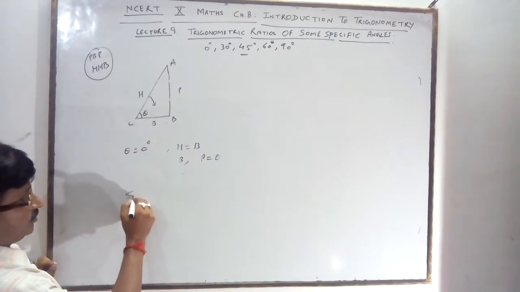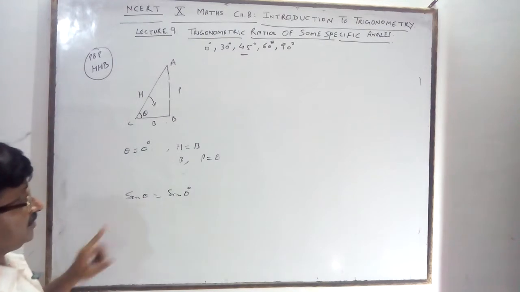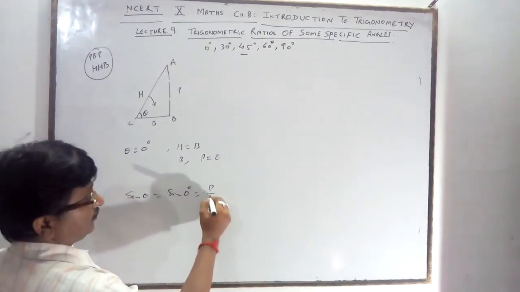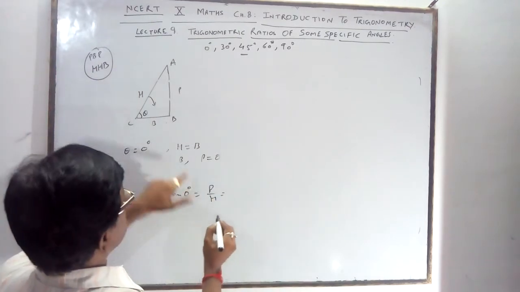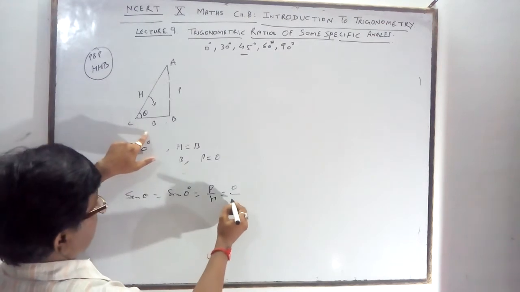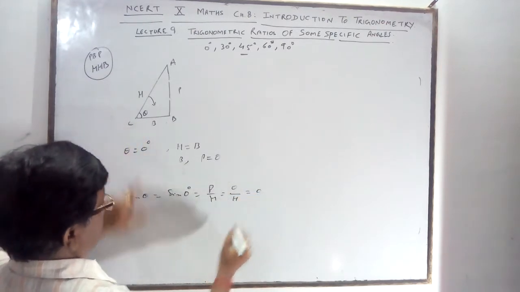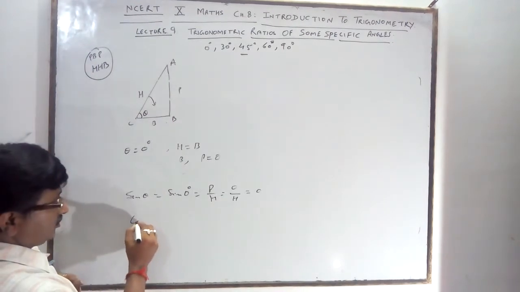So sin theta means sin 0 degree. Sin 0 degree is P upon H. P is 0, so 0 upon H. 0 upon H is 0. So sin 0 is 0. Very simple.